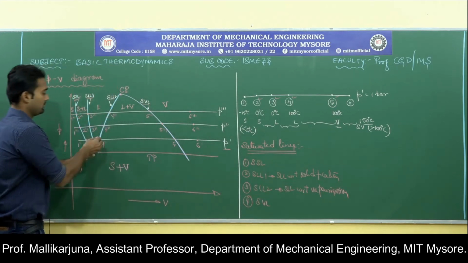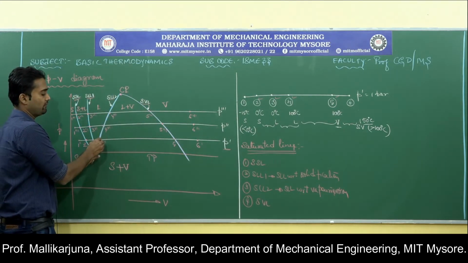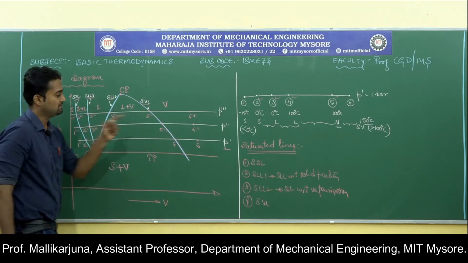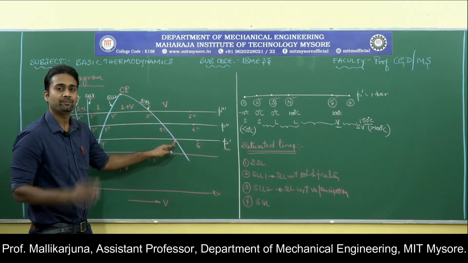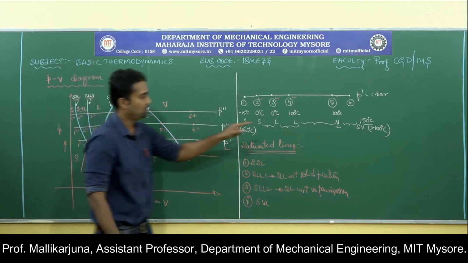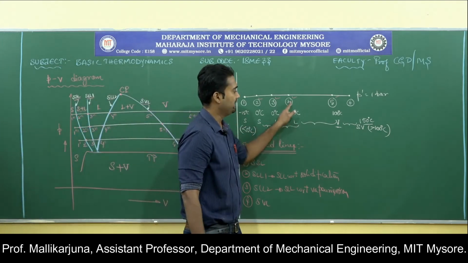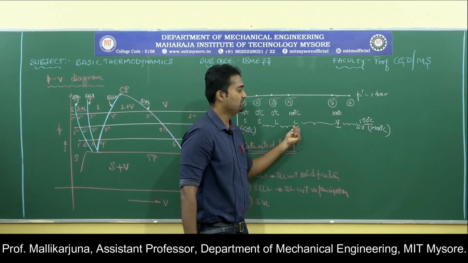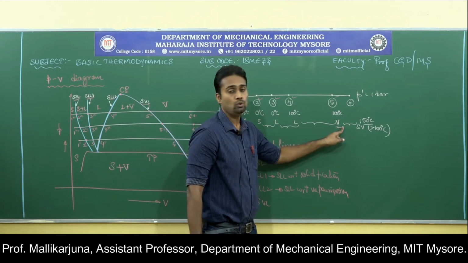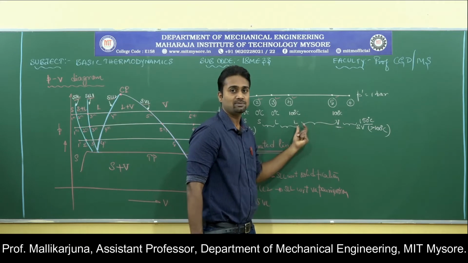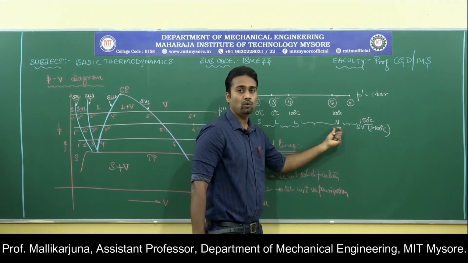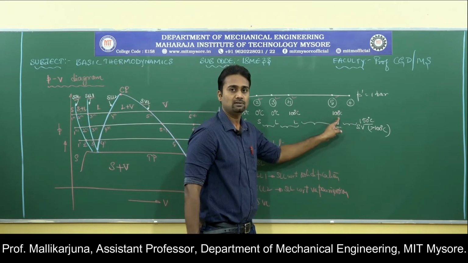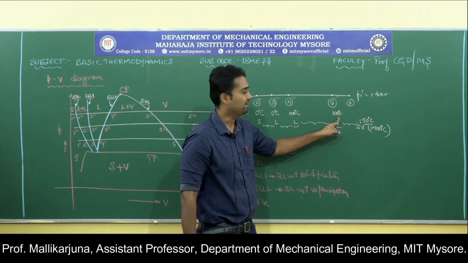Now, if we still supply the heat from 4 dash to 5 dash, the heat will be absorbed by the substance, and 5 dash is the saturated point again. Now look at this: 100 degree centigrade liquid and 100 degree centigrade vapor. The substance changes its phase from liquid to vapor, but the temperature is not changing. It remains the same, which is 100 degree centigrade.